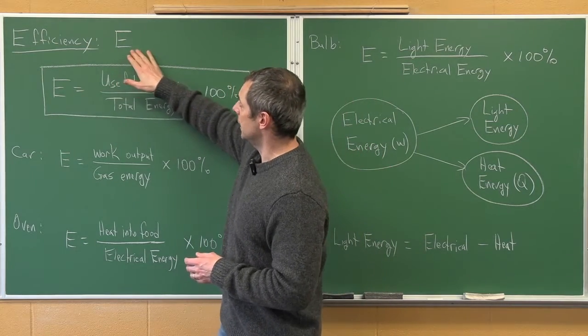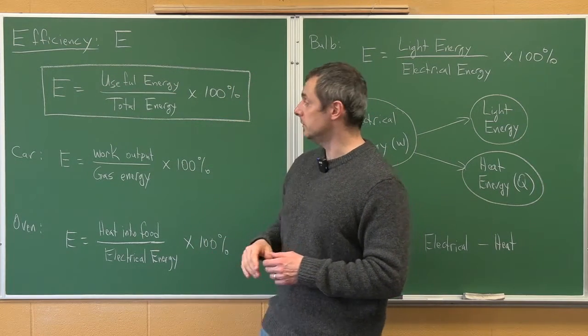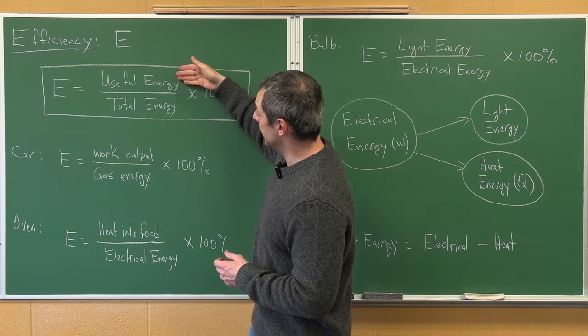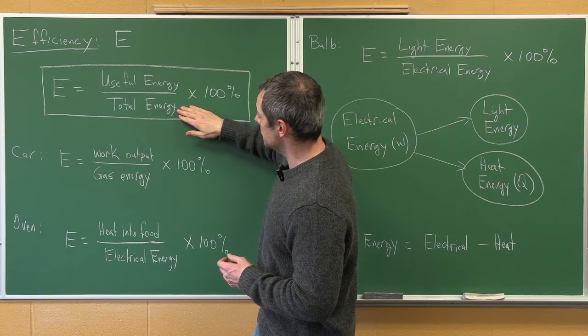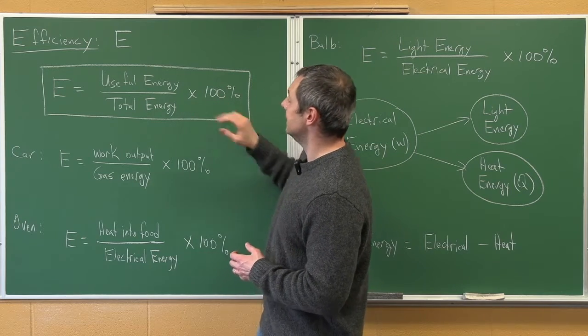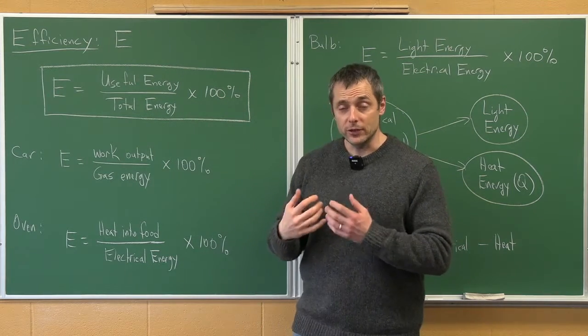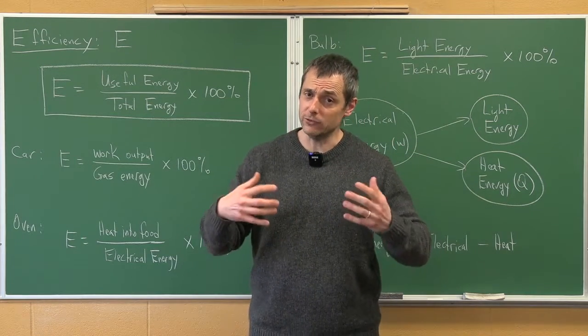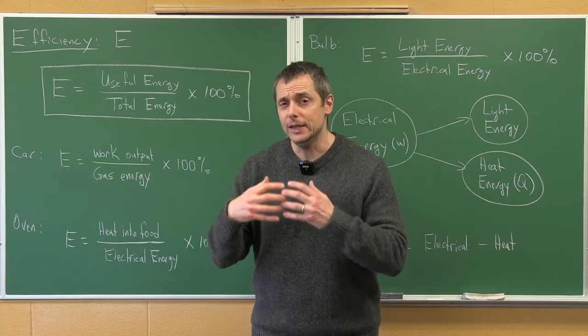First of all, efficiency, I'm going to use the symbol capital E for efficiency. And the formula for calculating it is the useful energy you get out of the device divided by the energy that you put in, the total energy, times 100%. So as I said, it's a percentage like a grade. Like you know, a 20% is bad. That's like an F. That would be a very inefficient device.